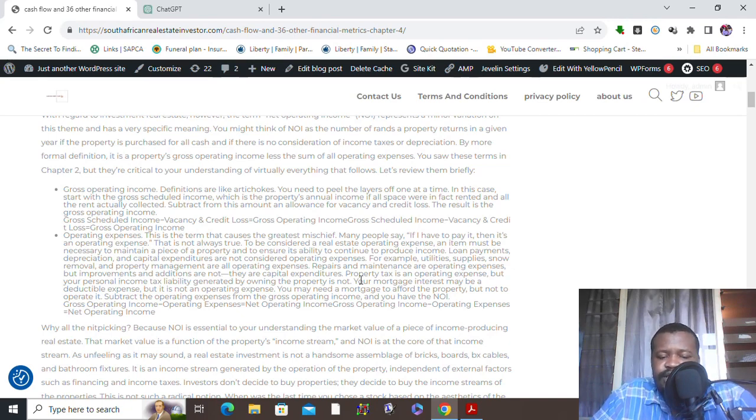They are capital expenditures. Property tax is an operating expense, but your personal income tax liability generated by owning the property is not. Your mortgage interest may be a deductible expense, but it's not an operating expense. You may need a mortgage to afford the property, but not to operate it. Subtract the operating expenses from the gross operating income, and you have NOI, net operating income. Gross operating income less operating expenses is equal to net operating income, NOI.